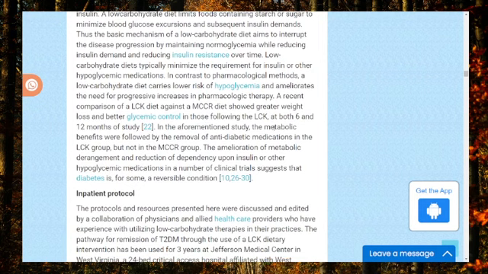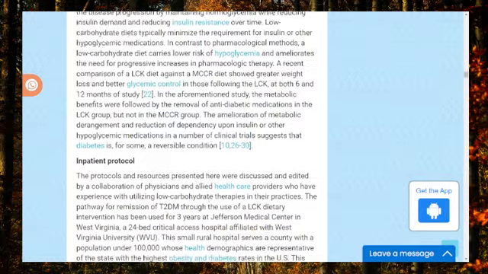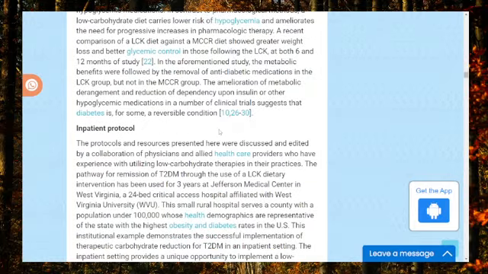In the aforementioned study, the metabolic benefits were followed by the removal of anti-diabetic medications in the LCK group, but not the MCCR group. The amelioration of metabolic derangement and reduction of dependency upon insulin or other hypoglycemic medications in a number of clinical trials suggests that diabetes is, for some, a reversible condition. Reference 10, 26 through 30.